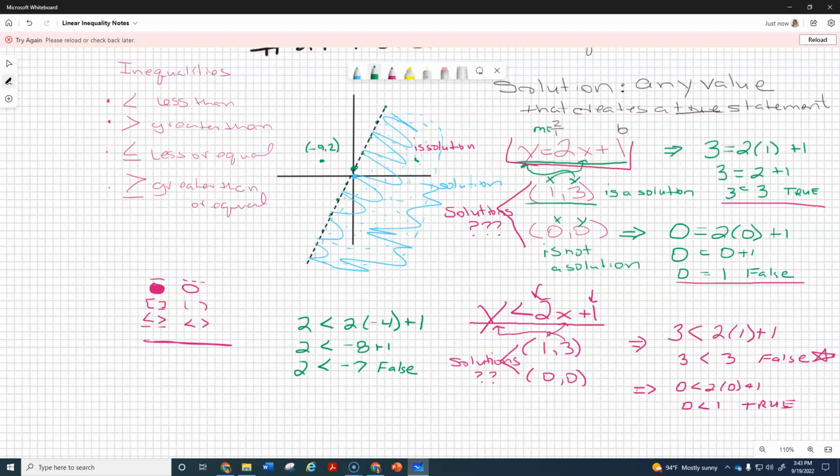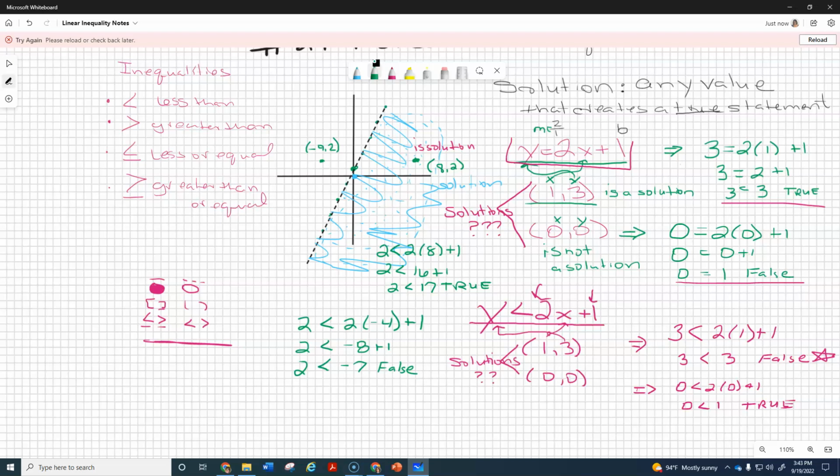Any other point over here, it doesn't matter which one. Let's pick this one. That's the point 8, 2. We pick the point 8, 2 and plug it in, and we expect to get a true solution. So 8, 2 gives me 16 plus 1. 2 is less than 17, which is true. So that was just an extra way to verify that I've correctly shaded the correct side of the line.